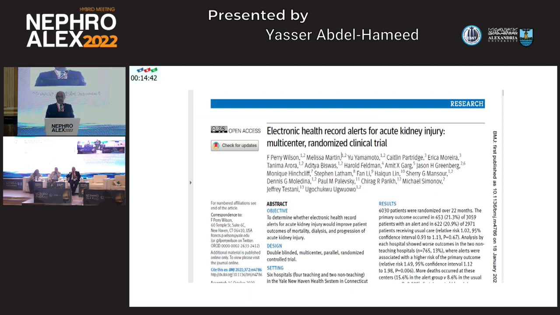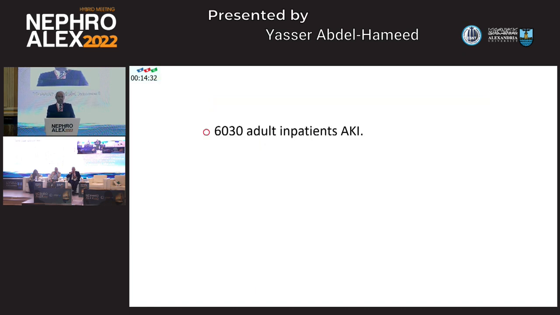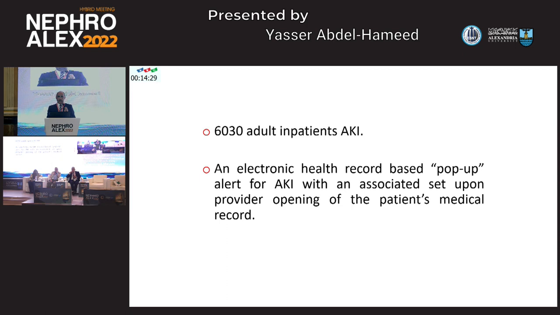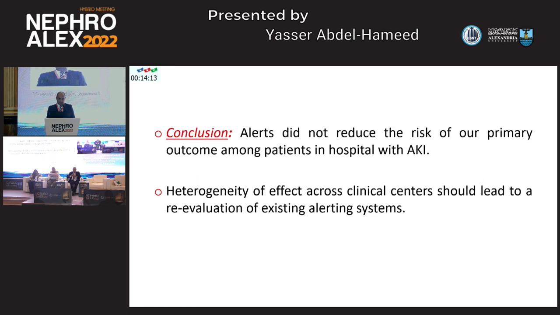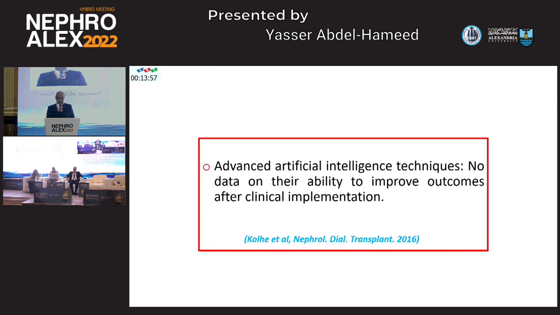Does this reflect on the outcome? This is the important question. This is a meta-analysis published in 2021. They studied over all 6,030 adult patients with AKI and used an electronic health record pop-up alert for AKI with an associated set upon provider opening of the patient file. These are the primary outcomes, included progression, dialysis, death within 14 days of randomization. Unfortunately, they did not translate into an outcome benefit. And heterogeneity of effect across clinical centers may be the cause. It was a multi-center trial, and of course, you know, the AKI patient is a very heterogeneous patient.